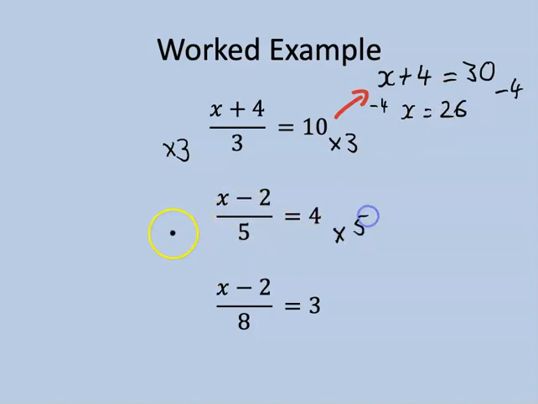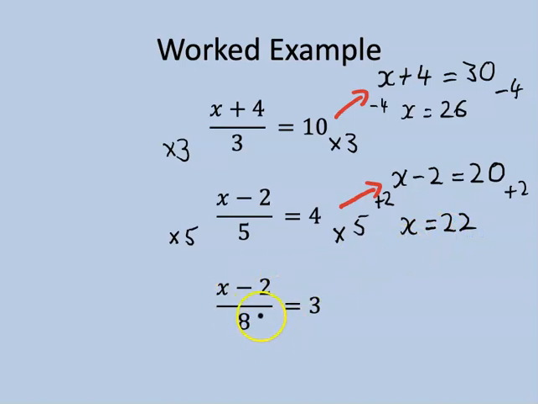Do the same here again. Multiply by 5. And again, just going to draw my answer up here. So x minus 2 gives me 20. And then instead of taking away this 2, I add 2 to both sides. X is 22.